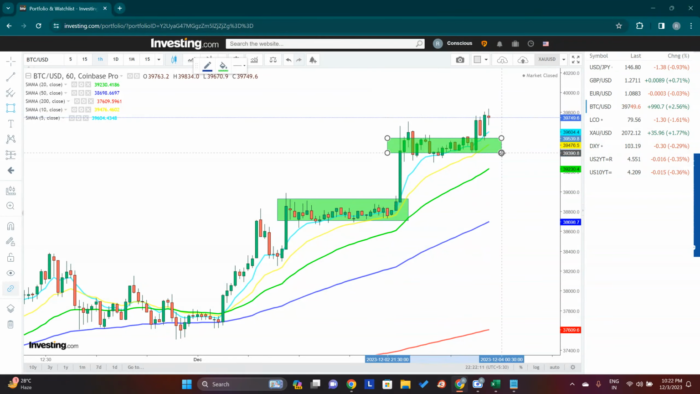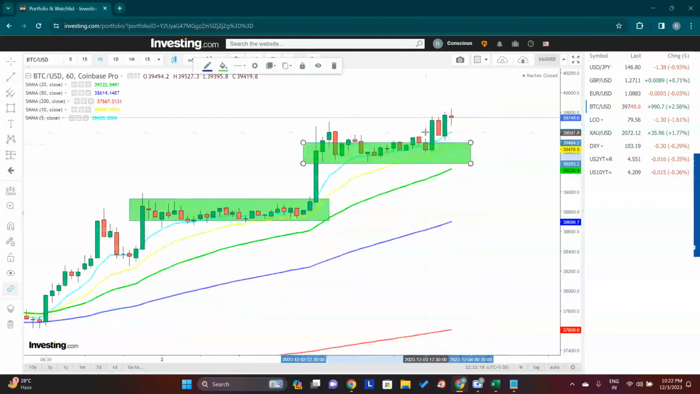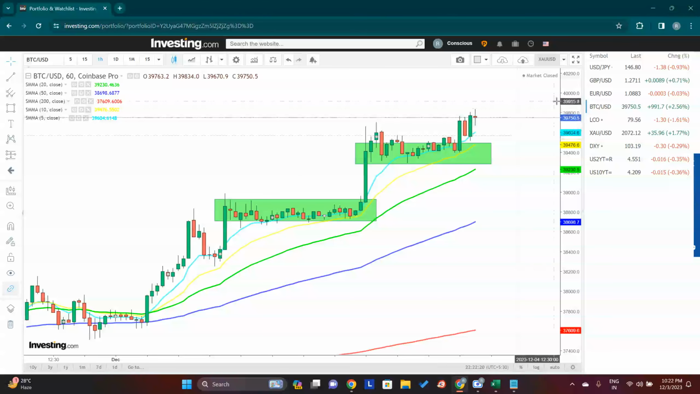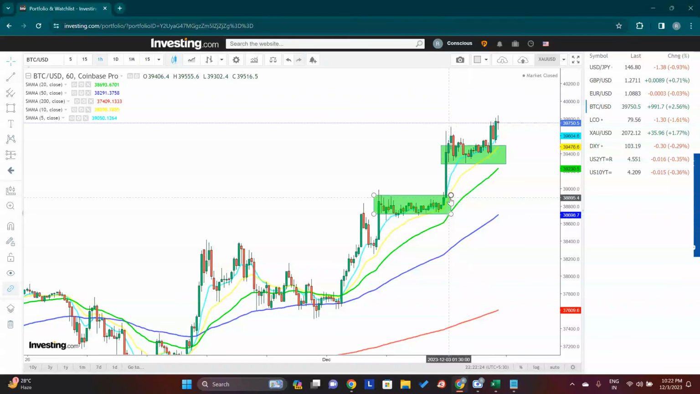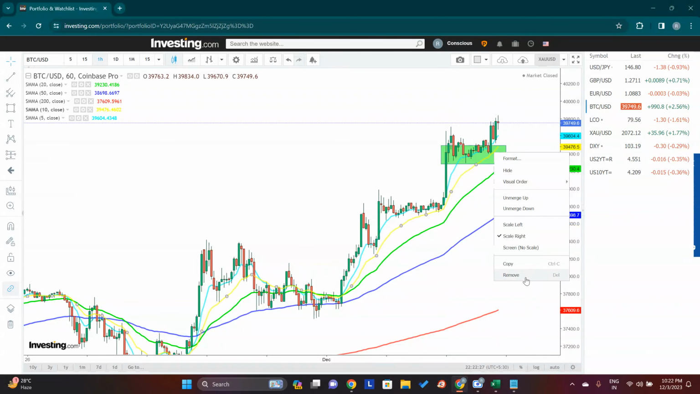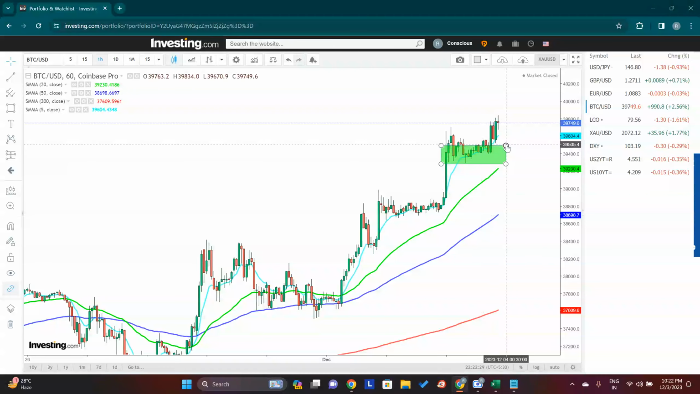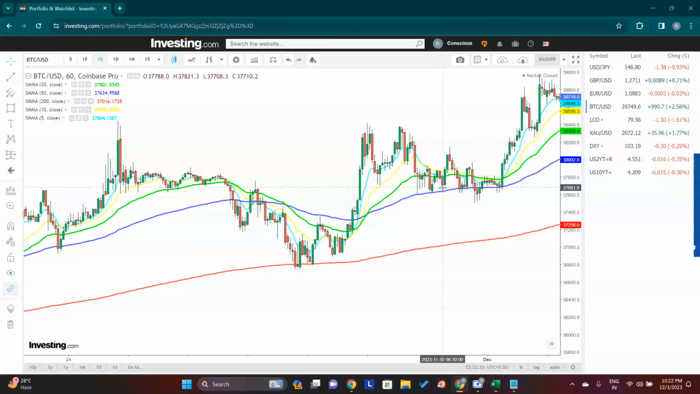Today also a similar action happened, where price was consolidating in this area, and based on that I had given my trade. Finally price did give a breakout, and now it is heading further upwards also. Even here at the SMA, price again took support. So that's how I am using the simple moving averages.